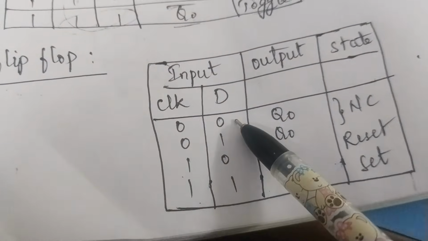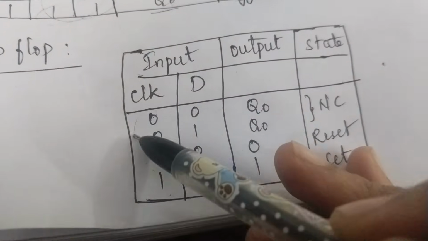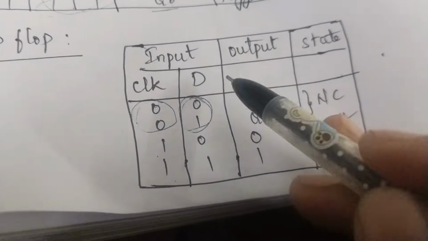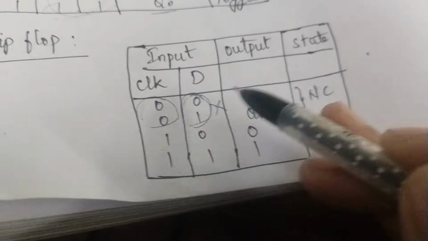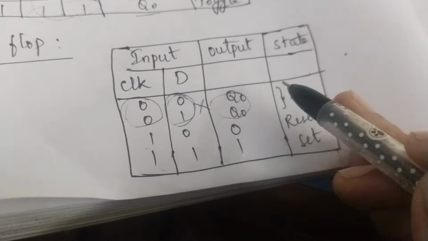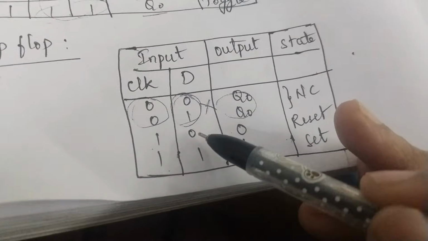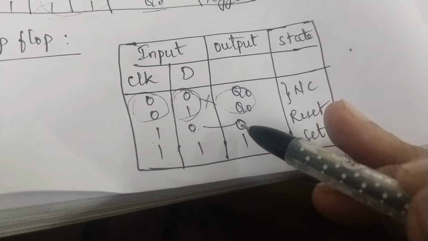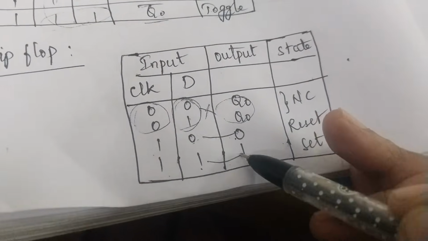If clock is 0, irrespective of the D input, that is X, the output is not going to change, no change. But if clock is 1 and D is 0, then the output is equal to the input. If D is 0, the output is also 0. If D is 1, the output is also 1.